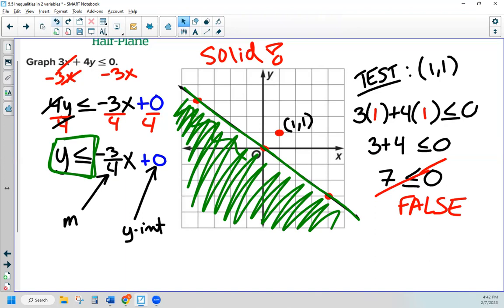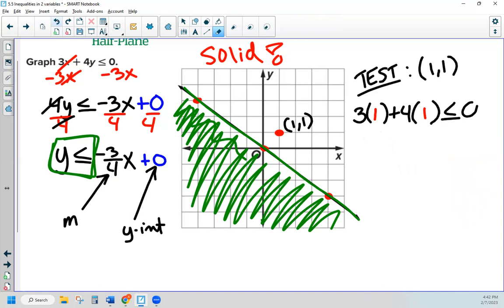One more thing I wanted to do for this one, just to show you what's going to happen. I already said it for the previous question, but I didn't do one, so I'm going to do it for this one. Let's go ahead and grab this point right here, which is on the line. This point is located at -4, 3.